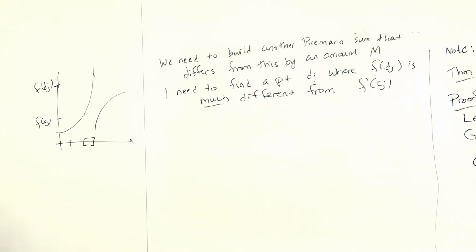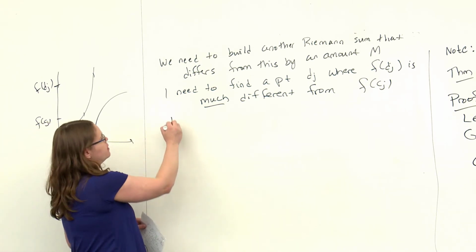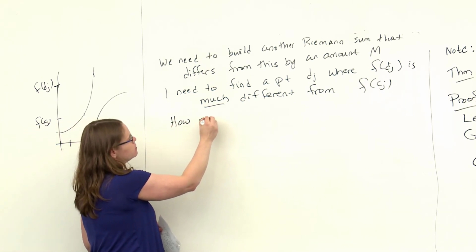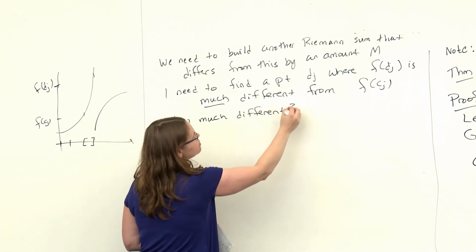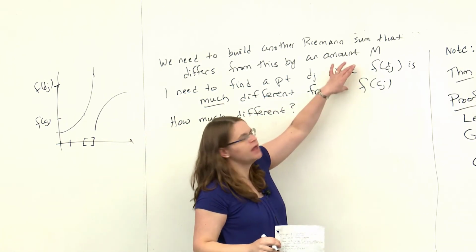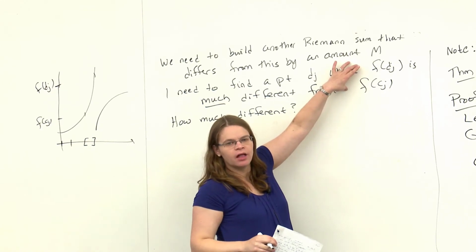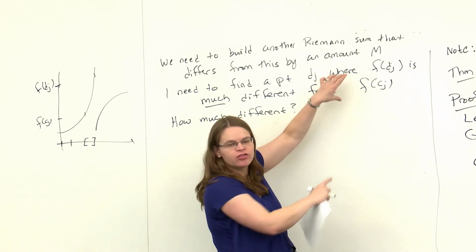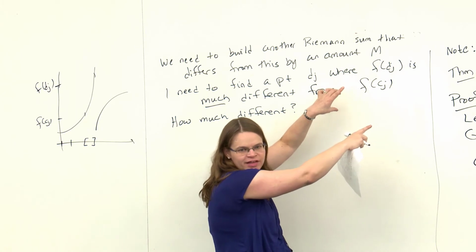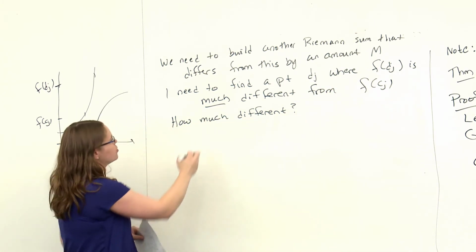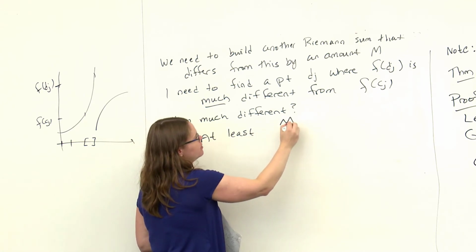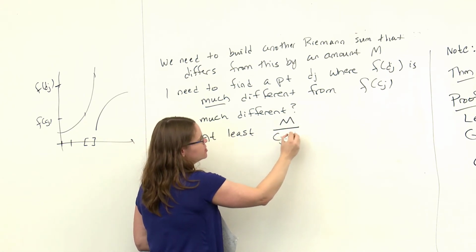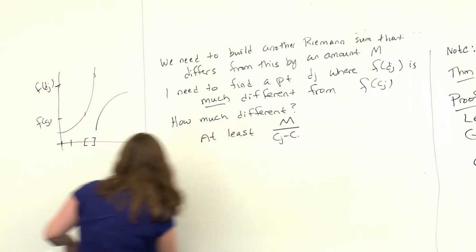All right, so how much different should these be? Well, we need an m popping up somewhere. But we know that then that's going to get multiplied by an xj minus xj minus 1. So we should have a difference of at least m divided by xj minus xj minus 1.